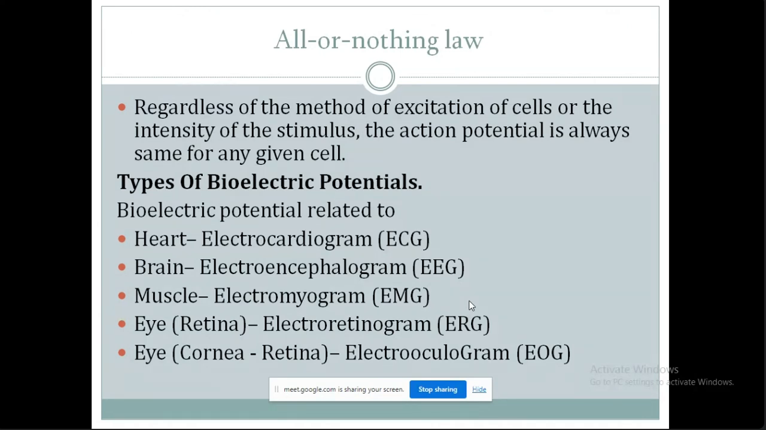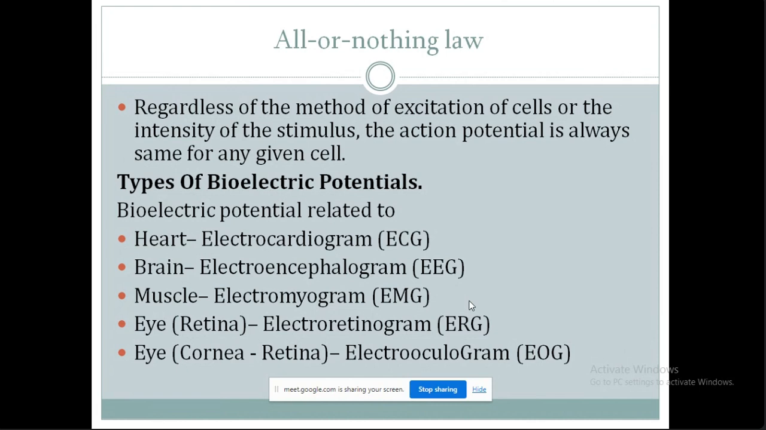Regardless of the method of excitation of the cell or the intensity of the stimulus, our action potential is always the same for any given cell. Even if the method of excitation or the intensity of the stimulus is changed, the action potential stays the same. This is called the all or nothing law. This is important to note.